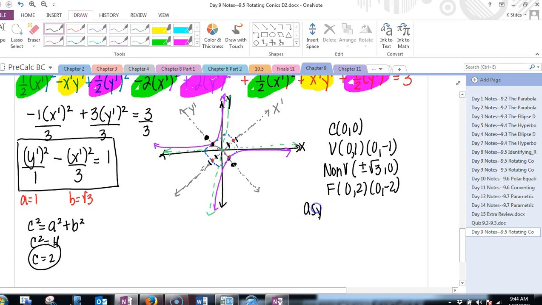Your asymptotes. Be careful with this, because it's not y and x anymore, it's y prime and x prime. It's just y prime equals, because your center is at (0, 0), so we just really need our slope. We went up 1 and over root 3.